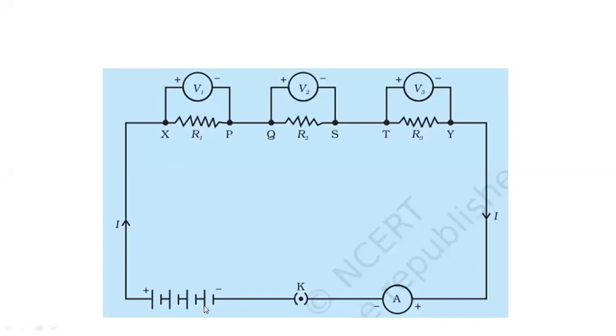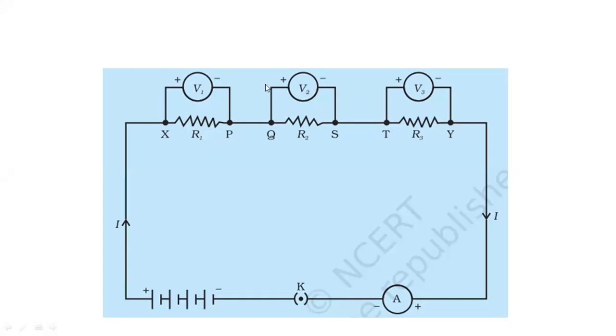Now these are many combinations of cells, so that means this is the battery. Then this current is flowing. Then we have R1, R2, R3, three resistors. Then we have an ammeter also and a switch also. Now what is this V? So V is nothing but a voltmeter. So every resistor has its own voltmeter. You can see R1 has V1, R2 has V2, R3 has V3.